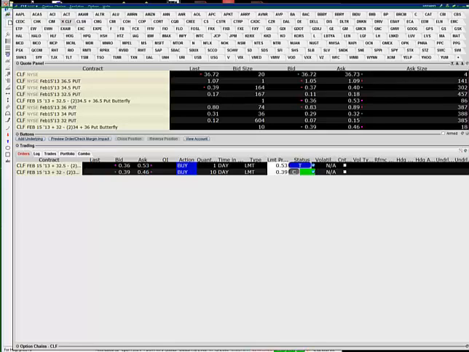So this is CLF for earnings. This is a put fly. So my put fly is buying the February 36, 34, 32 put fly for 39 cents. Okay, this is the same thing as buying the Feb 36 puts. I could say I'm buying the 36, 34 put spread and selling the 34, 32 put spread.